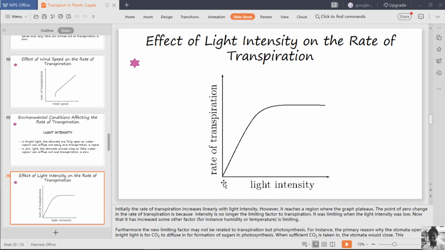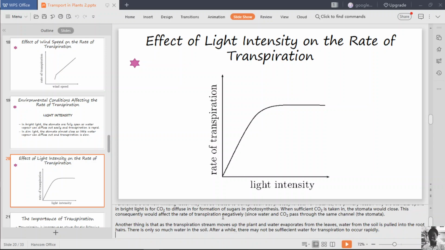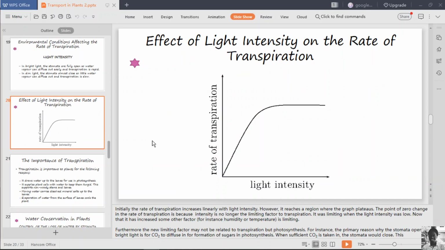Now furthermore, as water is lost from the surface of the leaves, or as water evaporates from the leaves, water from the soil is pulled into the roots or pushed into the root hairs. And there's only so much water in the soil. After a while, there would not be sufficient water, so transpiration would not occur as readily. And that is how light intensity affects the rate of transpiration. It's not like we have an infinite supply of water in the soil. Okay, good.